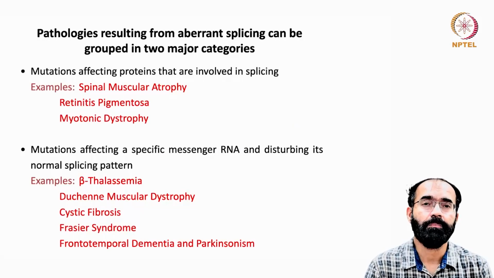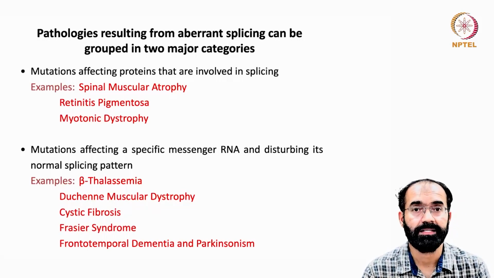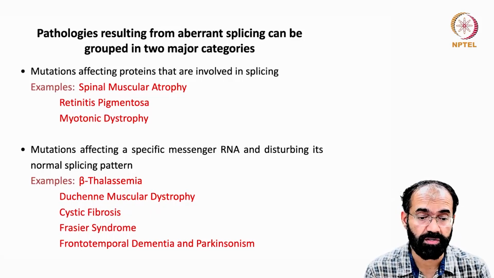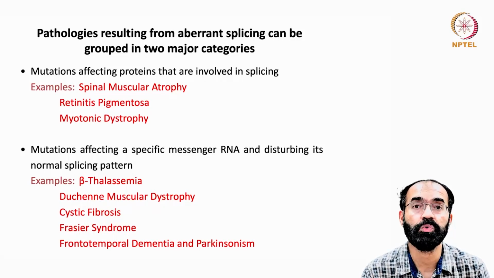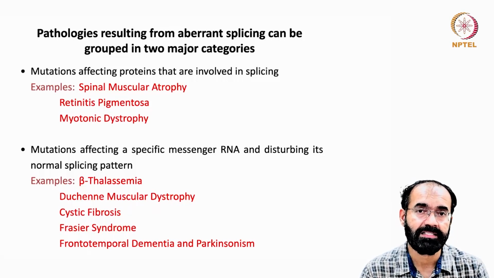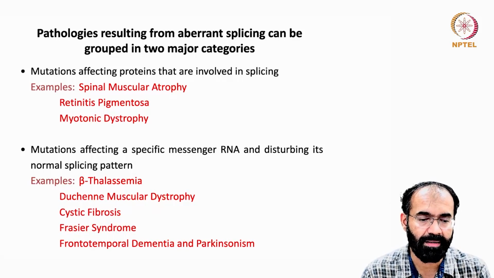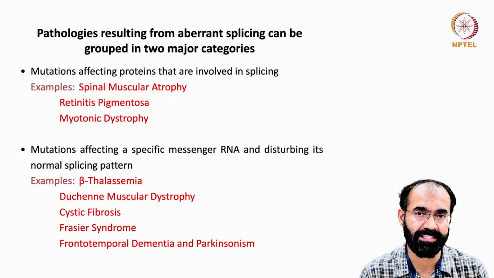So there are plenty of disorders or diseases that come from splicing defects, and some of them can cause havoc. It is a dangerous situation. Pathologies resulting from aberrant splicing can be grouped into 2 major categories, and we should understand that some of the splicing defects are debilitating and even life-threatening. So let us see some examples. Mutations affecting proteins that are involved in splicing.